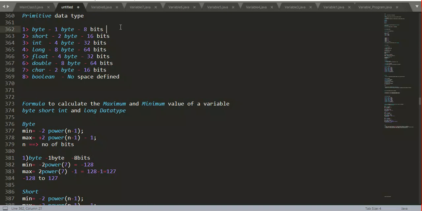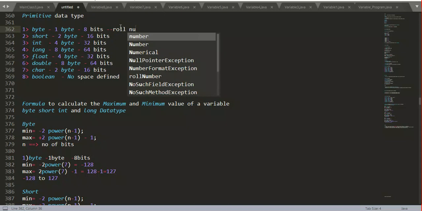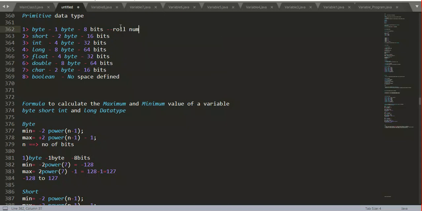If you have water of around half a liter, where will you store it? In a half-liter bottle or a 1 liter bottle, right? The same way, I can store a value like a roll number. A roll number should be, let me tell you, 25. I can store this value because it's 8 bits.